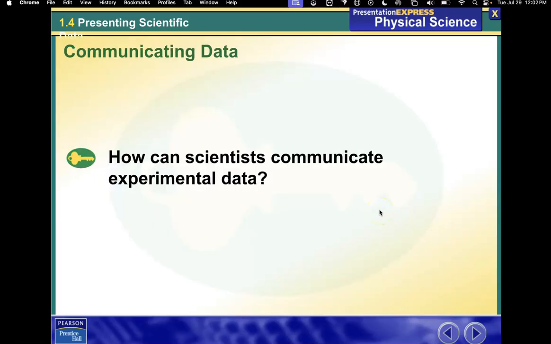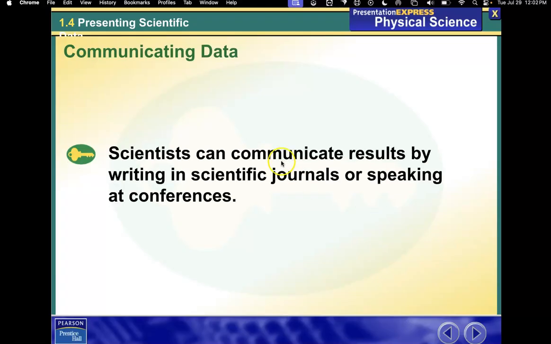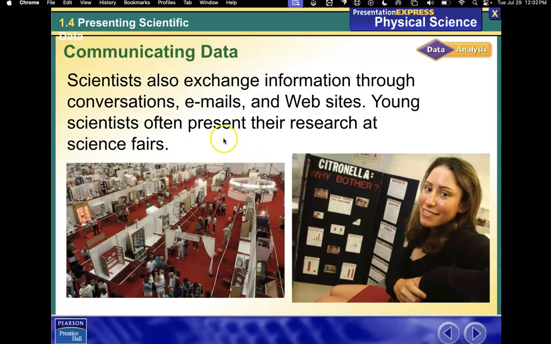How can scientists communicate experimental data? Scientists can communicate results by writing in scientific journals or speaking at conferences. Scientists often exchange information through conversations, emails, and websites. Young scientists often present their research at science fairs.